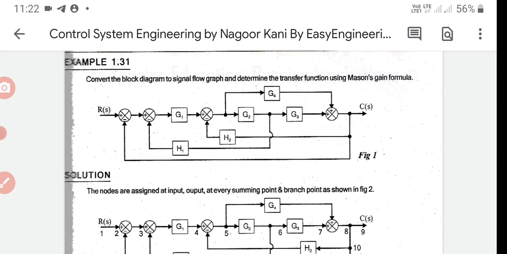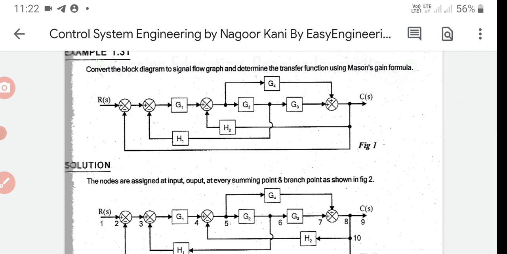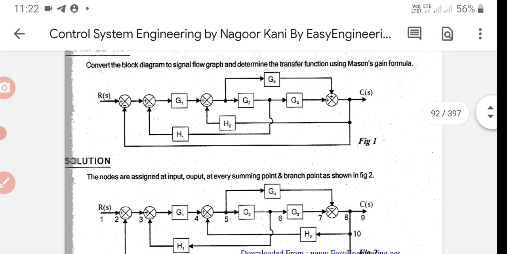So the next problem: convert the block diagram to a signal flow graph and determine the transfer function using Mason's gain formula. So this is the block diagram they have given. First of all we have to convert this to a signal flow graph, and after that we have to find the transfer function of the system by using Mason's gain formula.